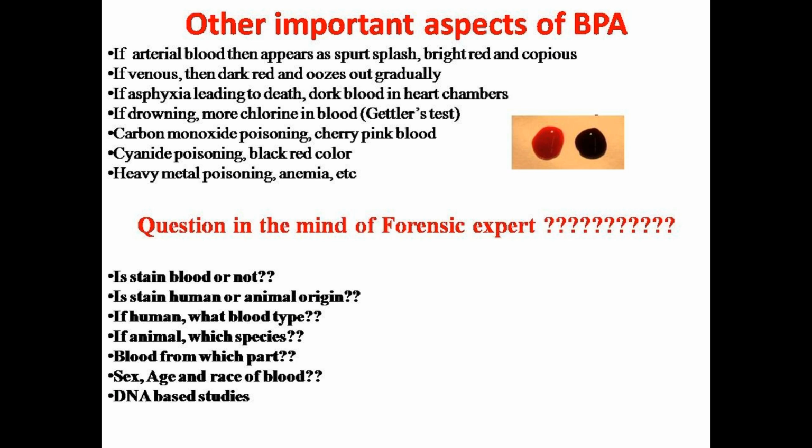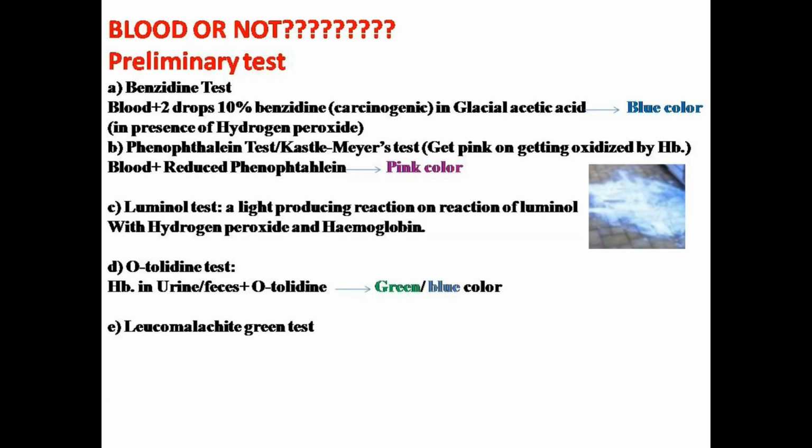You must have heard about blood grouping, all these kinds of things. So what would be the blood type? Now, what was the sex, age, race of the blood which has been obtained from the crime site? So, for answering these questions, various techniques are used for studying the blood pattern. So, the first question was whether the sample which has been taken is blood or not. So, there are certain preliminary tests which can be done to understand whether the stain obtained is blood or not.